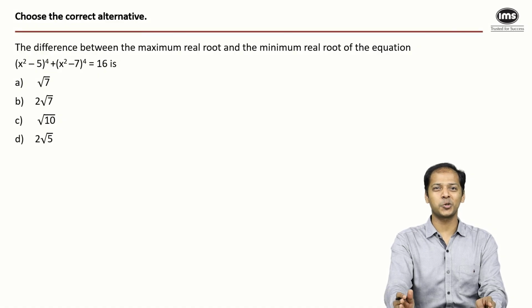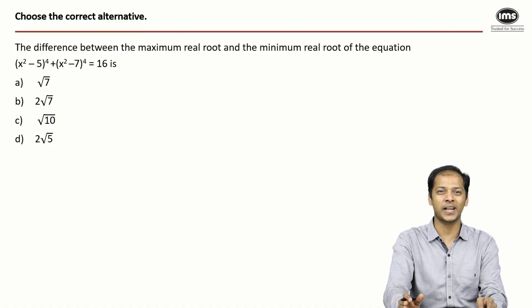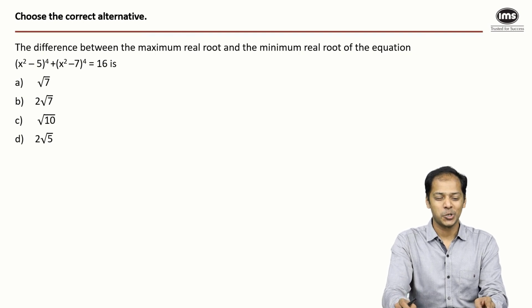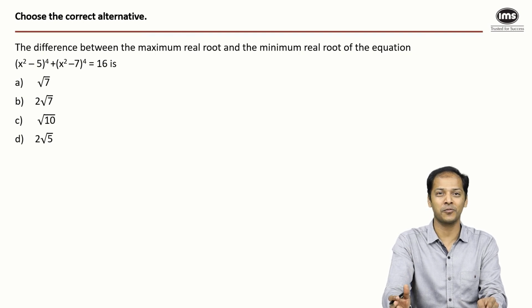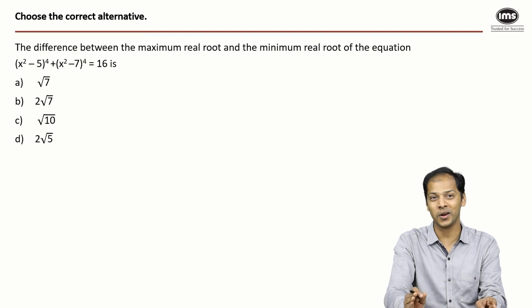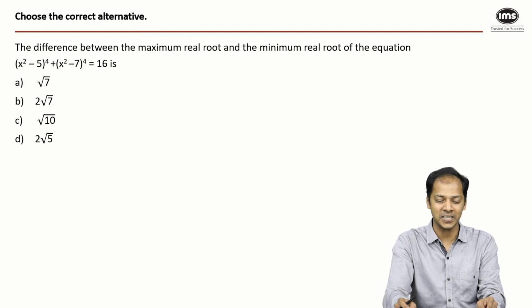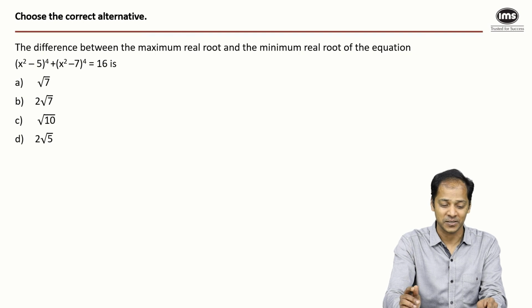Hello and welcome to today's question of the day from the actual IPMAT Indore 2024 QA MCQ section. So, today's question is based on equations with higher powers of x involved. We have (x² − 5)⁴ + (x² − 7)⁴ = 16 involved in the question. So how do we deal with such questions?